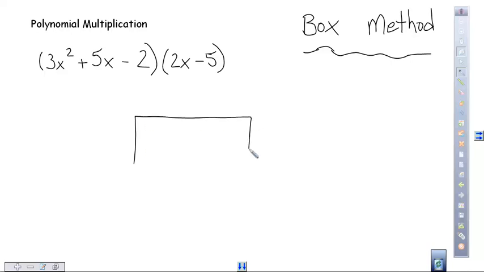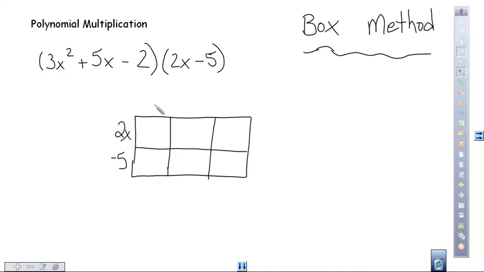So I do tend to use, for larger things, when I'm doing a trinomial or a larger polynomial times something, I do tend to use the box just to keep me honest and make sure I don't leave something out. So if I were to use the box method, that tells me to write one polynomial across the top, one polynomial on the side, and then you just multiply everything. Again, all the boxes is a visual way to make sure you don't forget to distribute something.